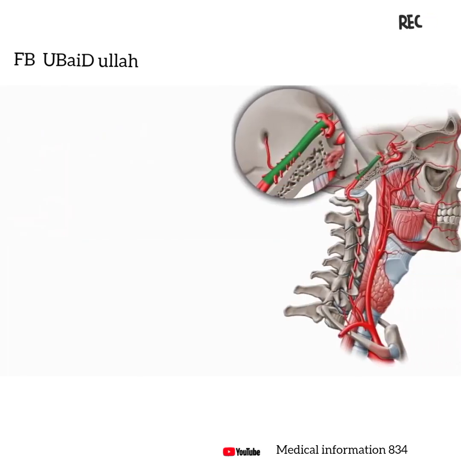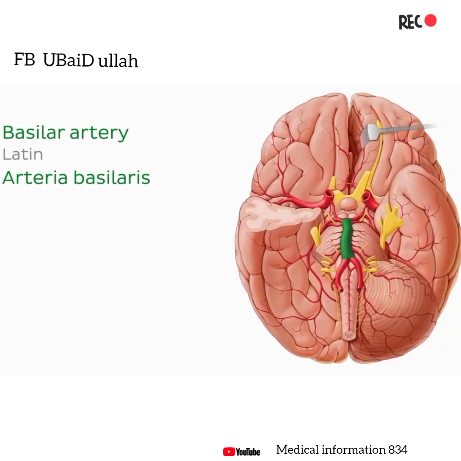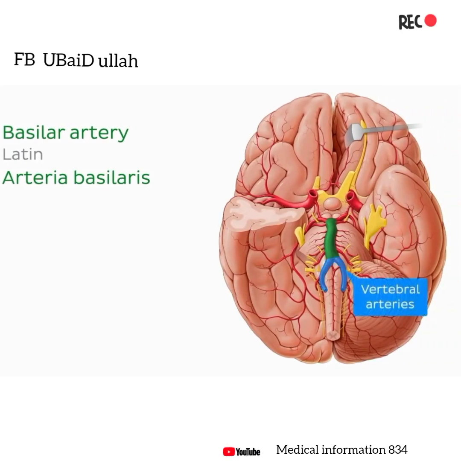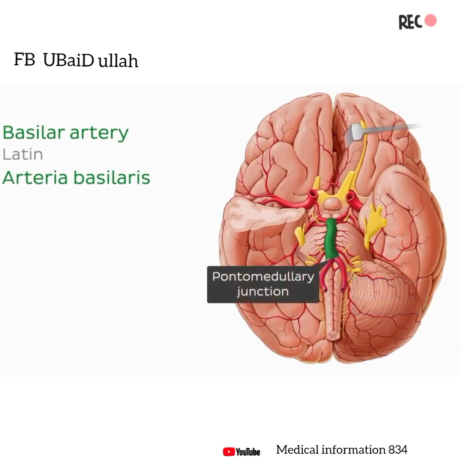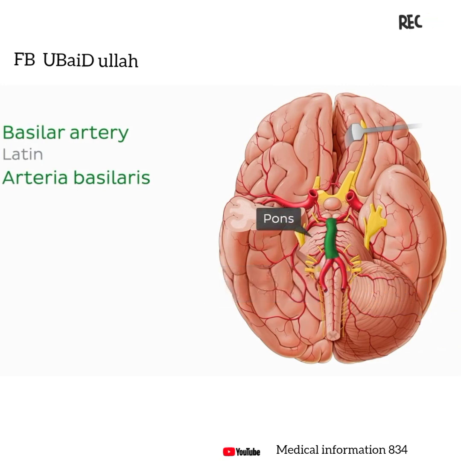The next vessel we're going to look at is the basilar artery, which is formed as a result of the convergence of the left and right vertebral arteries at the pontomedullary junction. It travels along the ventral or anterior surface of the pons within the pontine cistern.